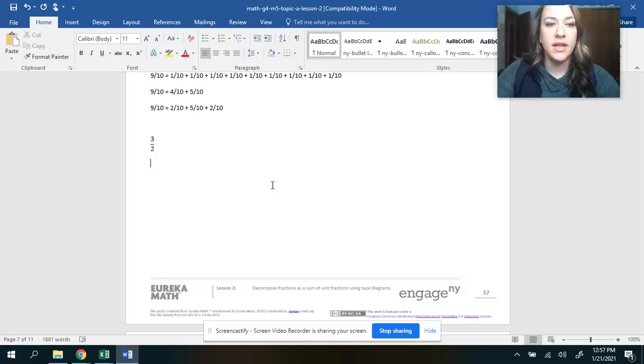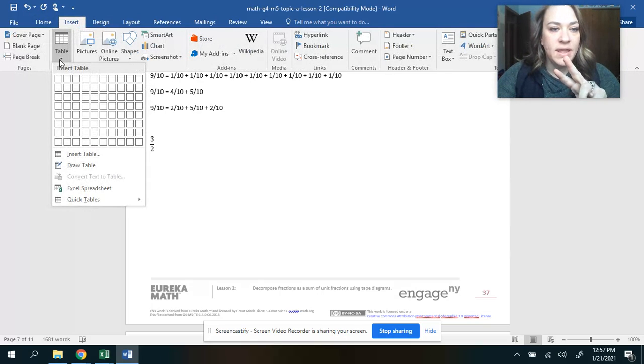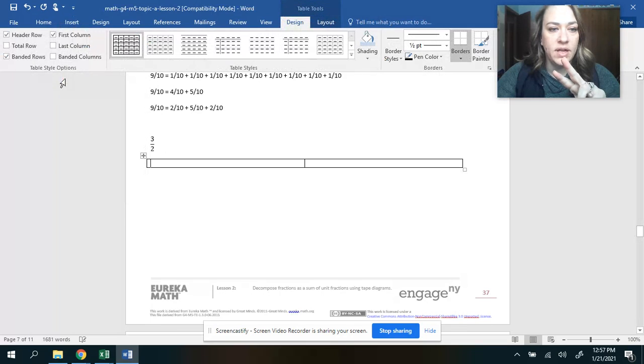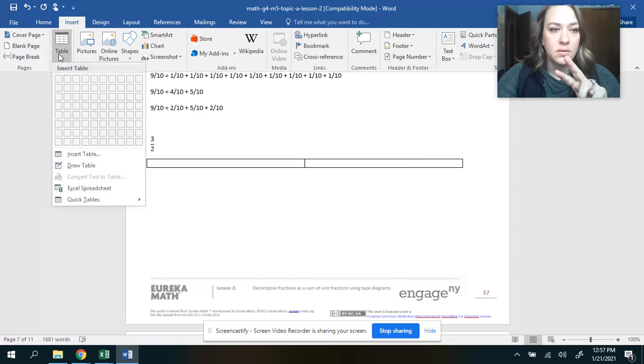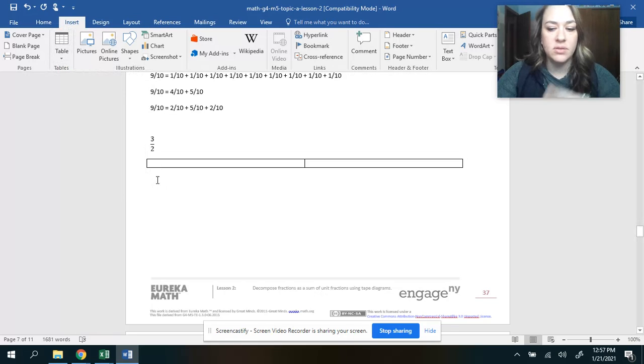Okay, so what this is going to look like, I'm going to need 2 tape diagrams. And I'm working with halves. So I'm going to have one that's equal to, and then my next one, it did this to me last time.